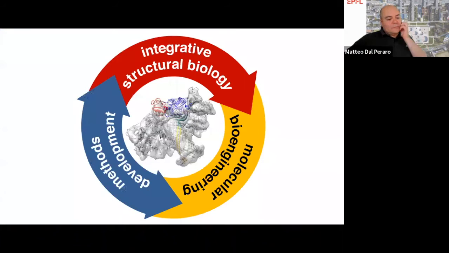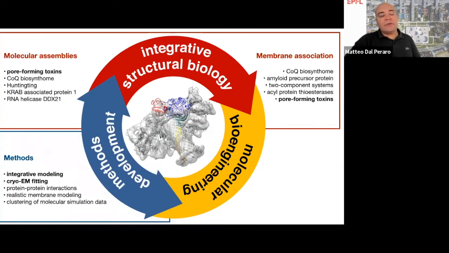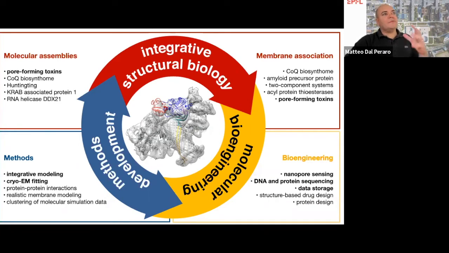In a nutshell, the activities of my lab revolve around the common theme of integrative structural biology, which I hope will become clear during the presentation. We look especially at the structure and function of large macromolecular assemblies, and especially their membrane association. In doing that, we try to develop some intelligent methods to approach this problem. And eventually, as you will see at the end of my talk, we use some of this structural information that we gain to engineer some of these systems for bioengineering applications.